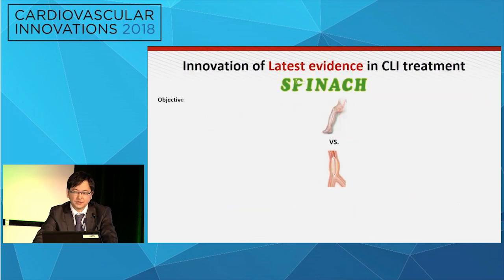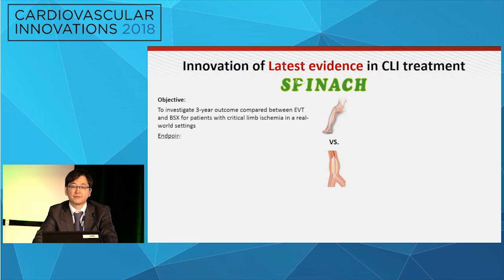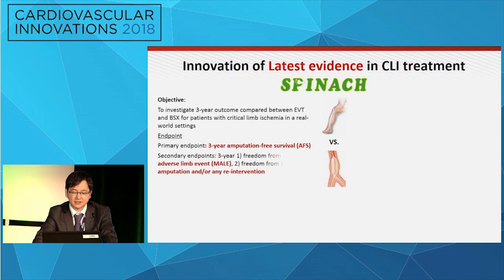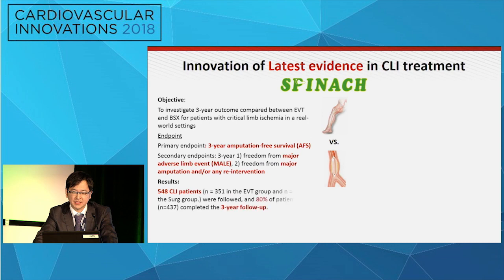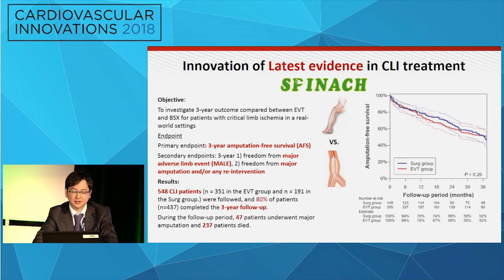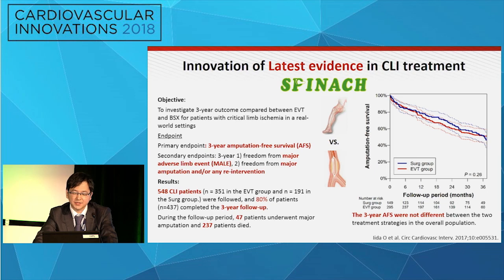We also compared the clinical outcome between surgical reconstruction and endovascular therapy for Japanese patients with CLI in today's real-world setting. After propensity matching analysis, the 3-year amputation-free survival rate was not different between the groups. Amputation-free survival at 3 years in both groups was 52%. This result was similar to the previous BASIL and CRITISCH studies.